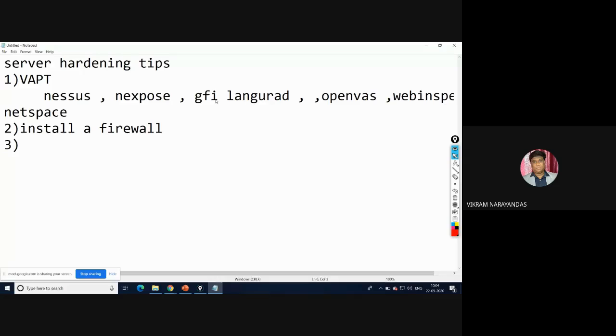The third one, update antiviruses. You should have an updated antivirus. There is a bunch of antiviruses available in the market. We don't generally trust all the antiviruses.